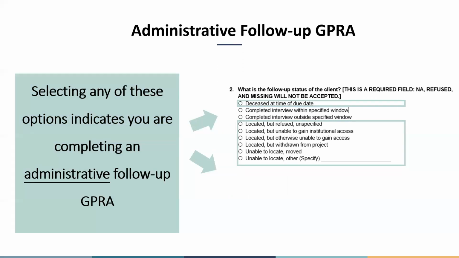If you're conducting an administrative follow-up because you couldn't reach the client after repeated attempts, you'd select any of these options for that follow-up status. Any of these marks the completion of the follow-up survey. And again, in paper, there are written instructions that tell you that, and in the online system, it will automatically route you to the end of the survey.